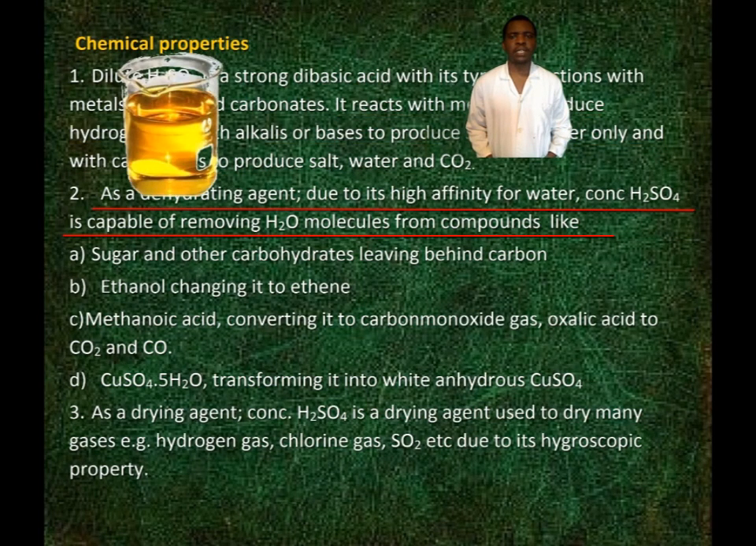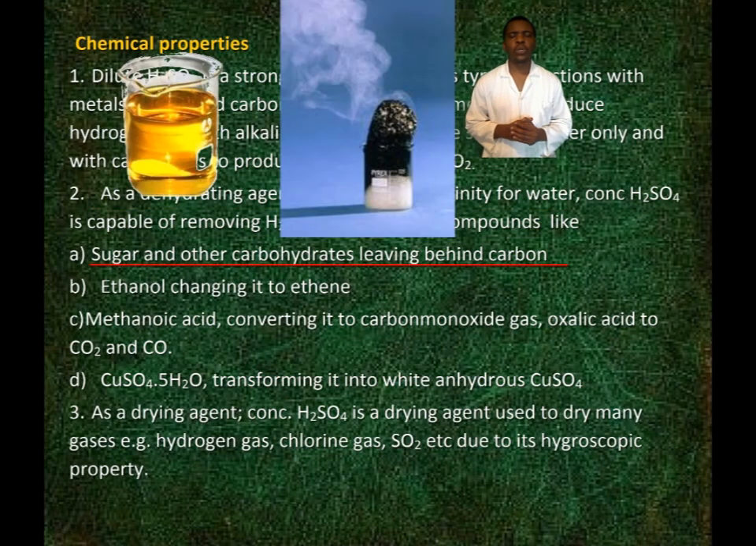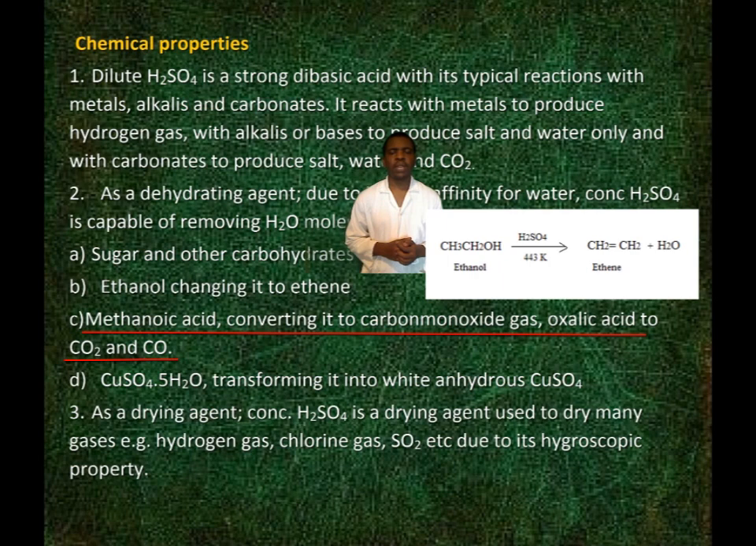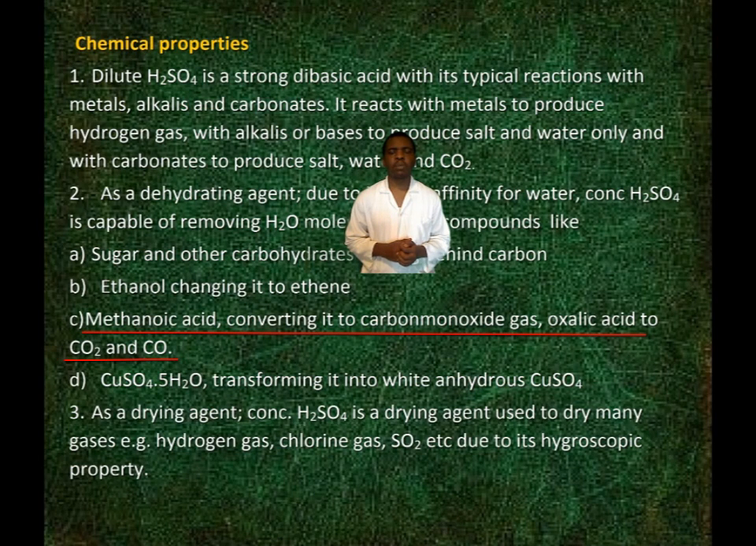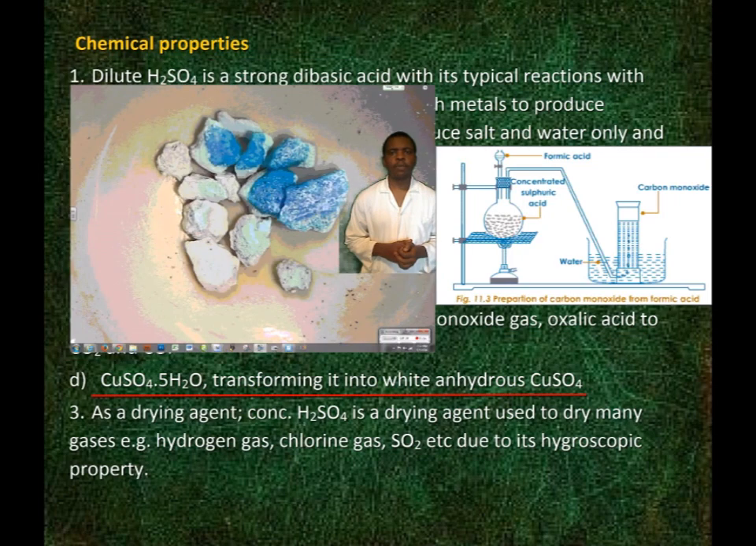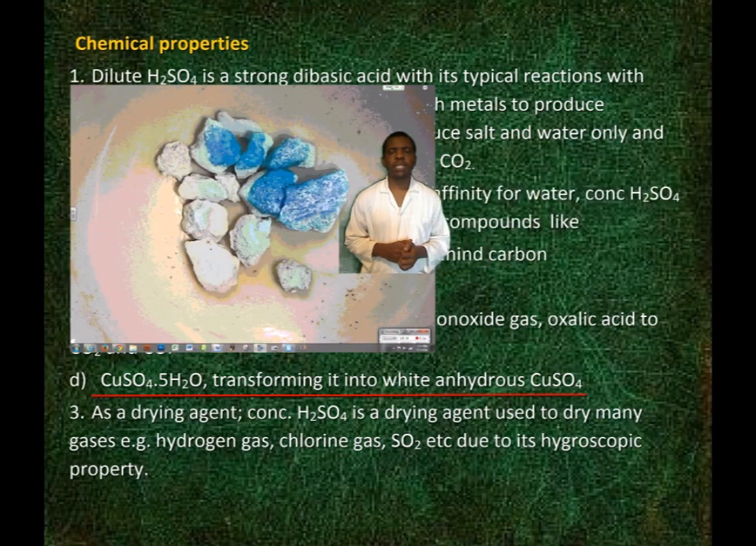As a dehydrating agent, due to its high affinity for water, concentrated sulphuric acid is capable of removing water molecules from compounds like sugar and other carbohydrates, leaving behind carbon; ethanol, changing it to ethene; methanoic acid, converting it to carbon monoxide gas; oxalic acid, to carbon dioxide and carbon monoxide; and copper sulfate pentahydrate, transforming it into anhydrous copper sulfate.